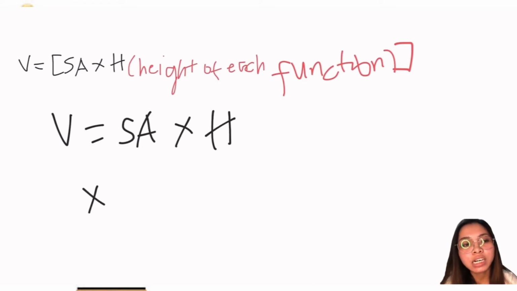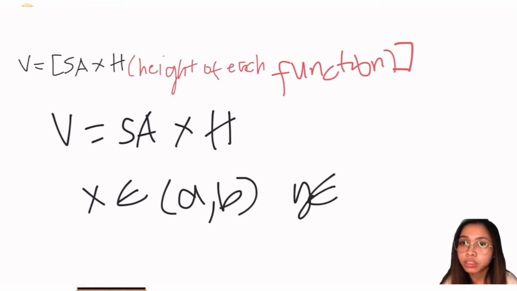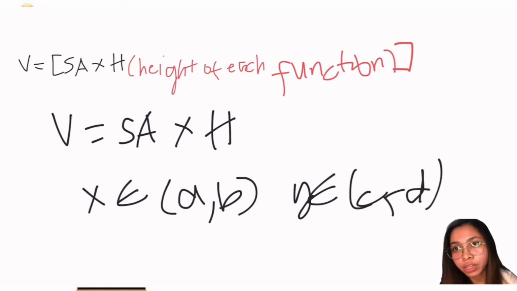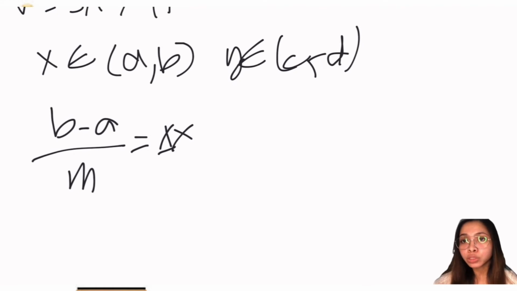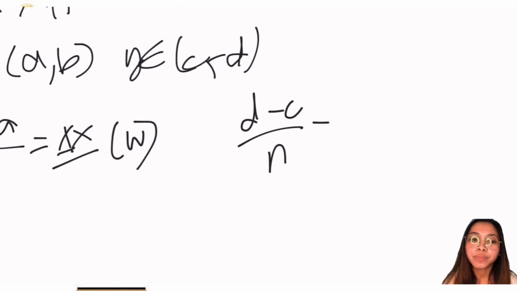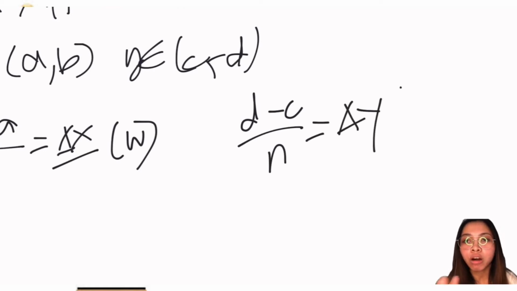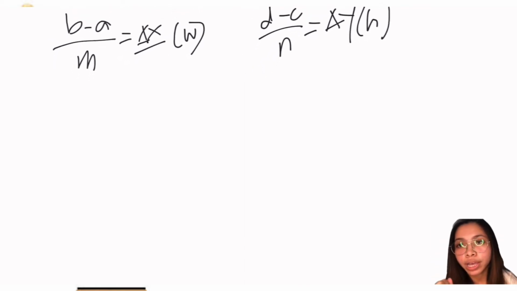So if x is an element on the interval [a, b] and y is an element on the interval [c, d], we are now cutting x into m subintervals. So we have this (b minus a) over m is equal to delta x, and this delta x is the width of every rectangle along the x-axis. And for the next one, (d minus c) over n is equal to delta y, which is the height of every rectangle in the y-axis.